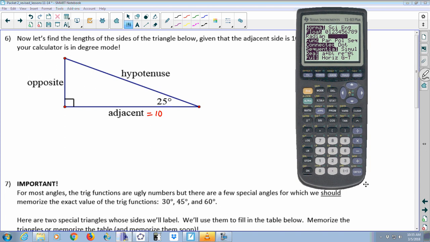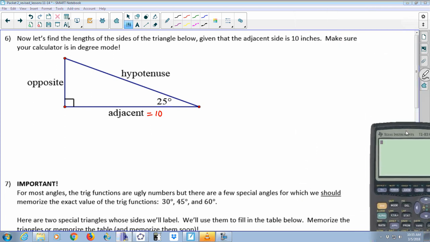Okay, good. All right. So that's the first thing you have to make sure of, that your calculator is in degrees, or you won't get the correct answer. Okay, so let's quit that. So now let's find each of these. Let's find the lengths of the sides of the triangle.